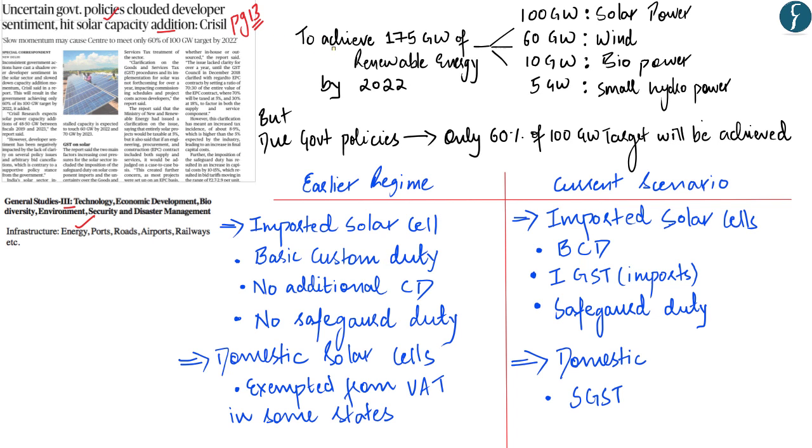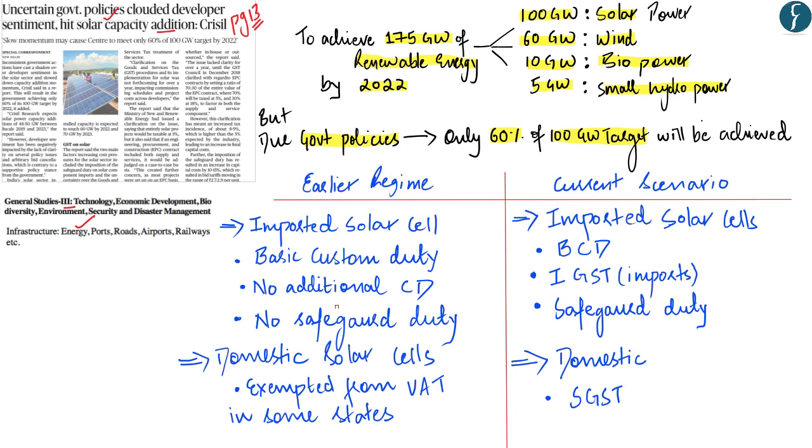The context of this article is that India has set an ambitious target of achieving 175 gigawatt of renewable energy capacity by the year 2022. This includes 100 gigawatt from the solar, 60 gigawatt from the wind, 10 gigawatt from biopower and 5 gigawatt from small hydropower. However, in this article it is said that the government may be able to achieve only 60% of this 100 gigawatt target by 2022 due to faulty government policies, which has now hurt the developer sentiment.